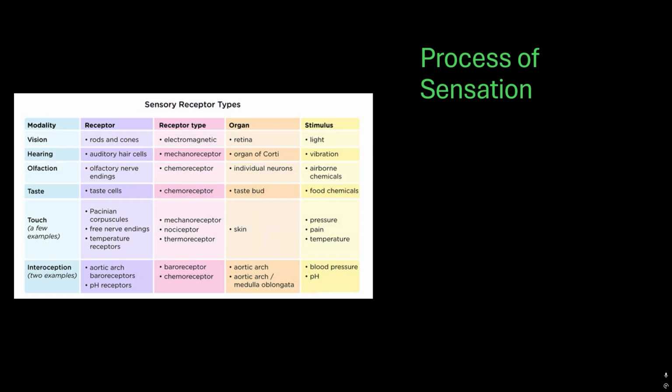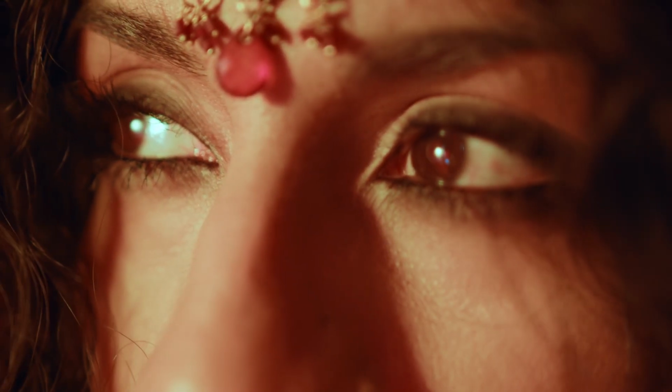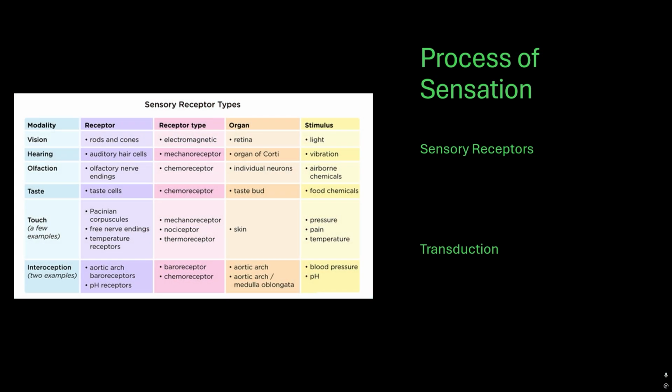So what's the process of sensation? Well, it starts off with our sensory receptors. These are specialized cells that detect specific forms of energy like light or sound. Transduction is the conversion of that sensory stimuli into neural signals for the brain to process.